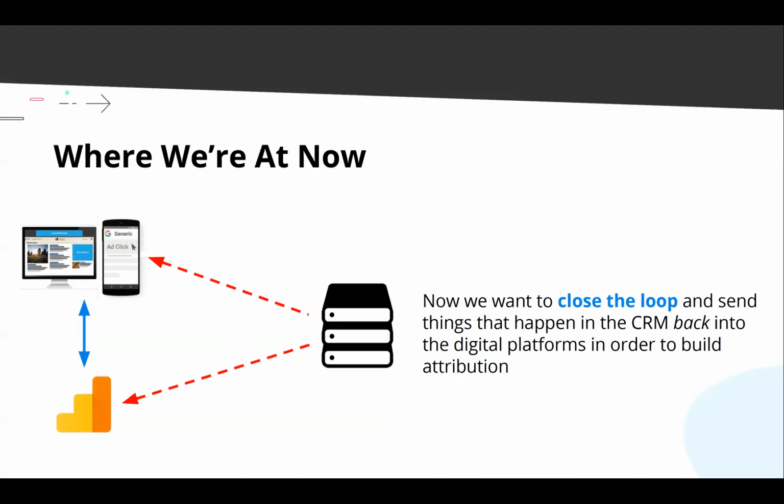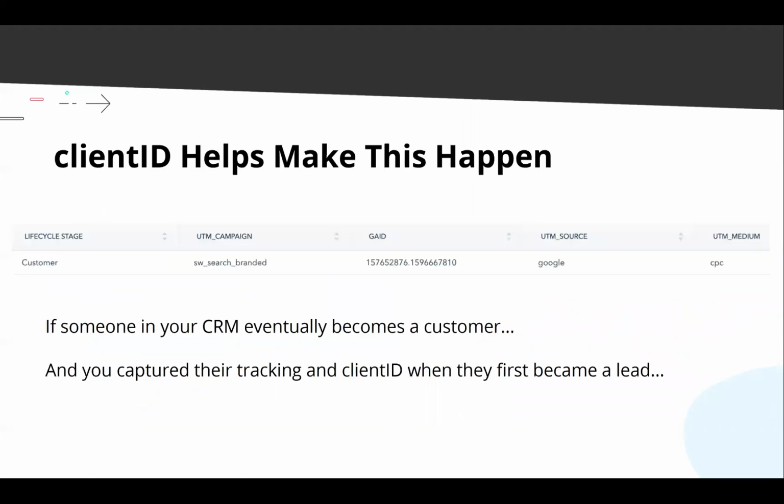What are we missing? We're missing the backwards flow of that same data. It's all well and good, and you can do some manual analysis with what's in the CRM at this point, but we want to automate it. We want to send it backwards so that we can look in the platform itself and start seeing all the things that someone did, all the times they came to the site before they filled out the form. And that's what's really cool, is the backfilling of that information. That's why we capture the client ID.